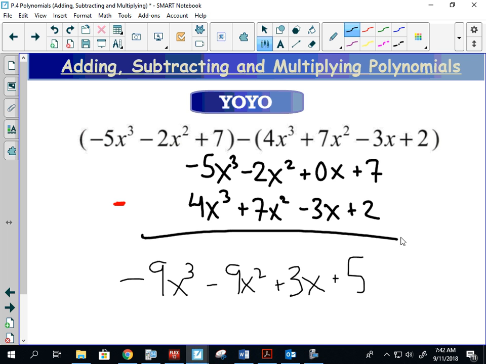And if you wanted to, you can check it. Each piece is going to work out, but if you want to, you can change this to be an addition, but you have to change the signs of all these second terms in the second polynomial. Okay? Okie doke. Moving right along.